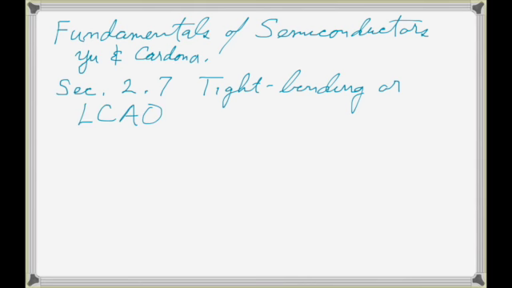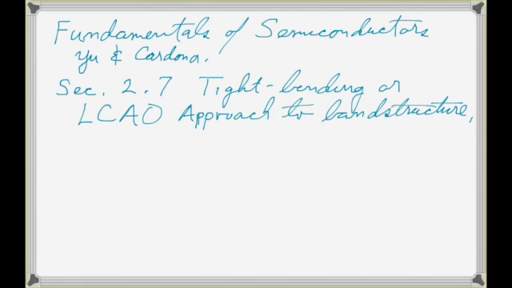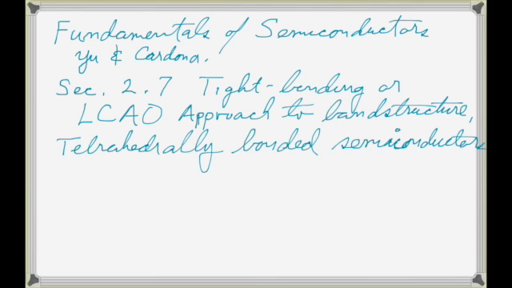This is your linear combination of atomic orbitals approach to band structure. And in particular, we're going to be looking at what they call the tetrahedrally bonded semiconductors, which are the ones that we've been mentioning all along, like silicon, germanium, gallium arsenide. Silicon, germanium, GaAs, but not, for example, gallium nitride, which has a different crystal structure.